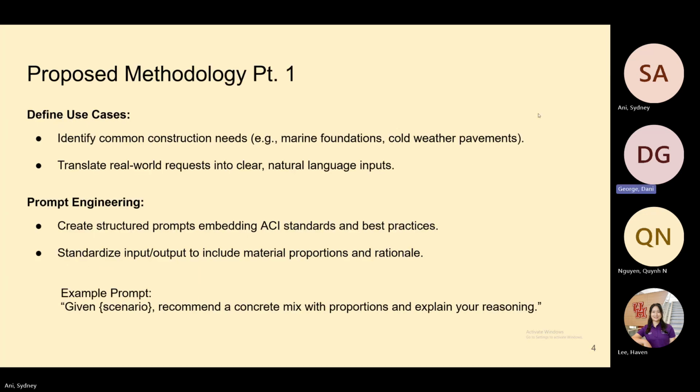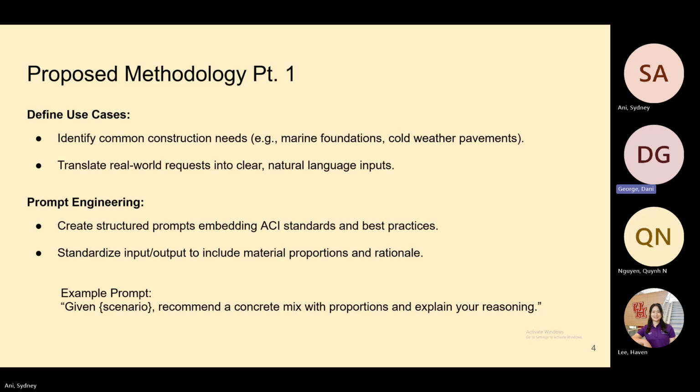So the first step in our methodology was to define the use case. We start by identifying common construction needs, such as marine foundations that require high durability or pavements in cold climates that need freeze-thaw resistance.